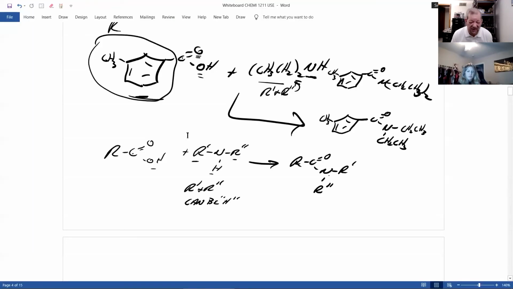So why are you learning this reaction and these reactions? Because these are used in your daily life. This is the active ingredient, the acronym DEET, in the best mosquito repellents. And this is how you make it, this carboxylic acid and this amine.